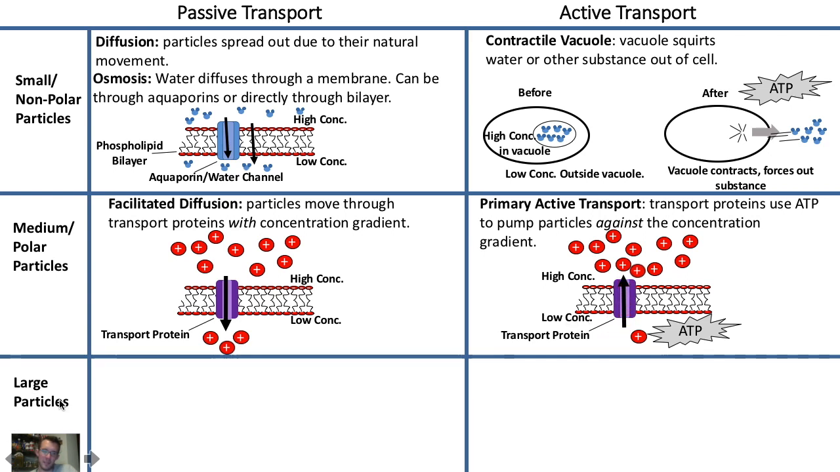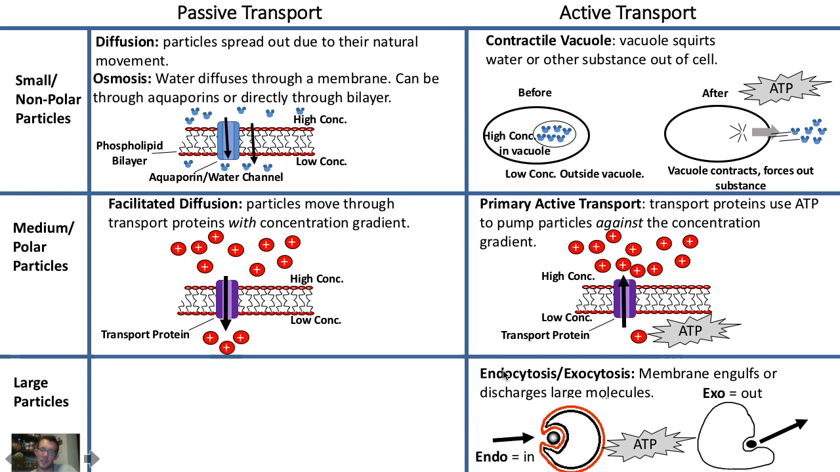And last, if our cells want to move very large particles, either into or out of the cell, they can use a process called endocytosis or exocytosis, which occurs when a membrane either engulfs a very large particle or discharges a very large particle.